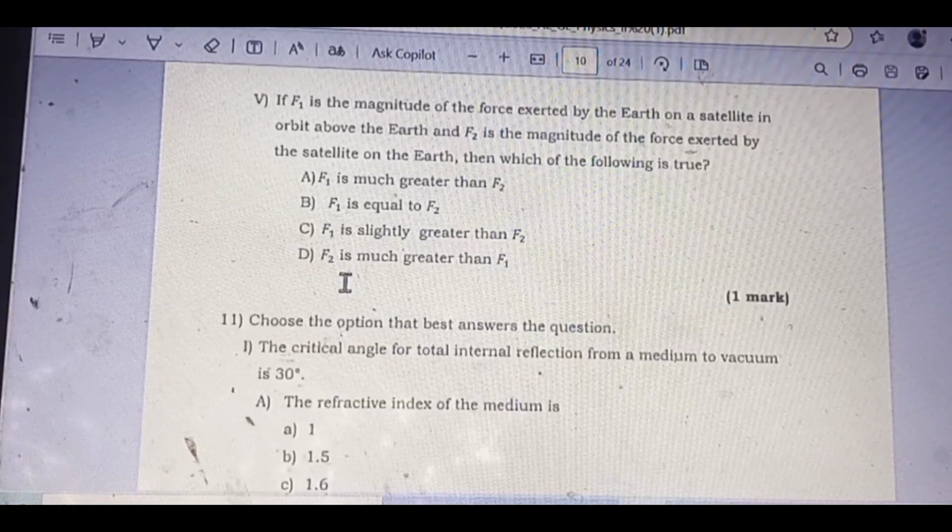V. If F1 is the magnitude of force exerted by the Earth on a satellite in orbit above the Earth, and F2 is the magnitude of force exerted by the satellite on Earth, then which of the following is true? The correct answer is letter B. F1 is equal to F2.